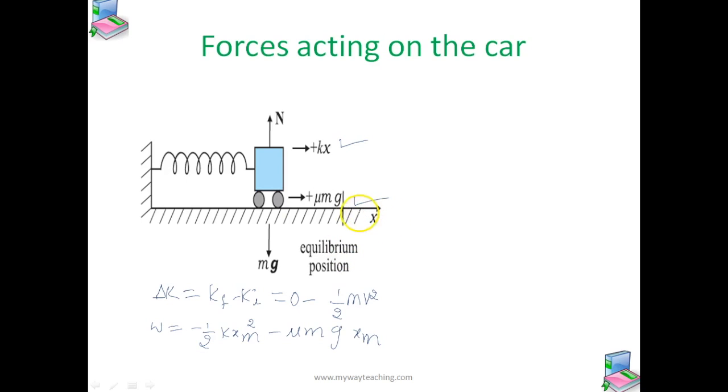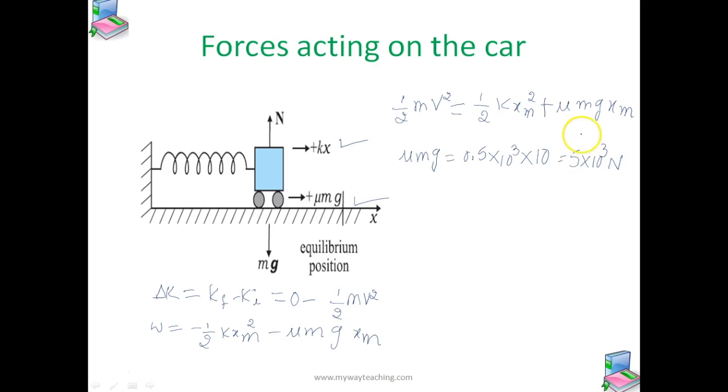Equating this W with the delta K, we get half mv square is equal to half k xm square plus mu mg xm. Now let us calculate mu mg, where mu is given as 0.5, mass is 10 raised to 3, and g is 10. So we get 5 into 10 raised to 3 Newton, considering g equal to 10 meter per second square.